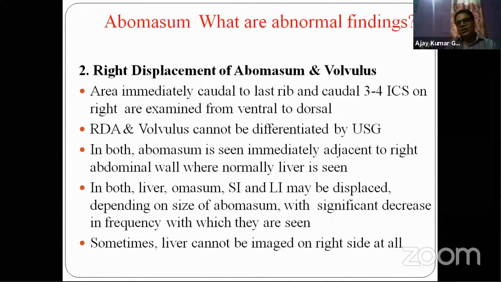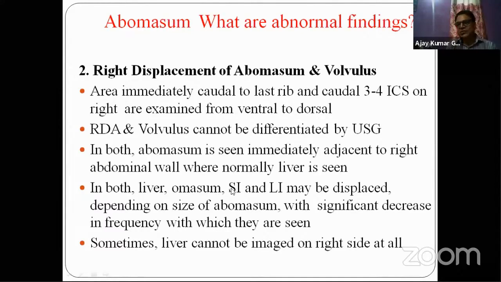Similarly, if there is right abomasal displacement or abomasal volvulus, the abomasum will occupy the space between the right abdominal wall and the other structures on the right side, which are liver, omasum, intestines, the cecum, colon. So abomasum will occupy the space between the abdominal wall and those structures. Therefore, immediately under the abdominal wall, you will be able to scan the abomasum and the other structures which are normally visible at their locations like liver, omasum, small intestine, large intestine.